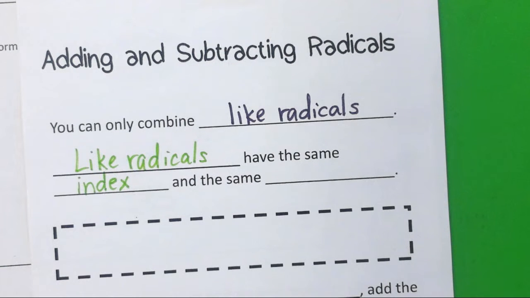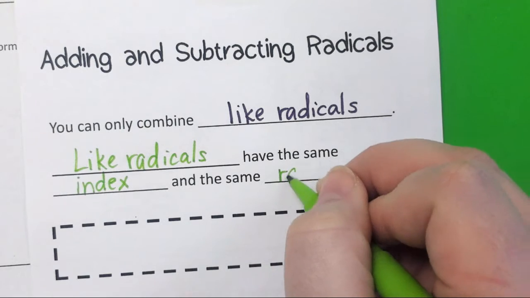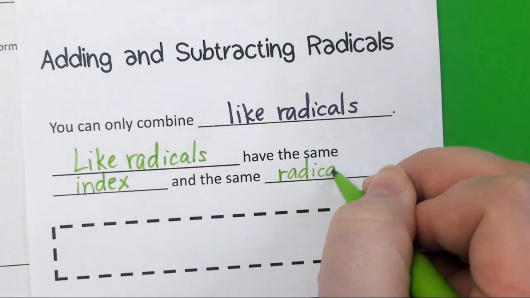They are going to have the same index. So if I have a cube root and a square root, they can't go together. And they're going to have the same... Please take a wild guess. Radicand. It's the thing underneath the house, underneath the radical. So the same radicand.